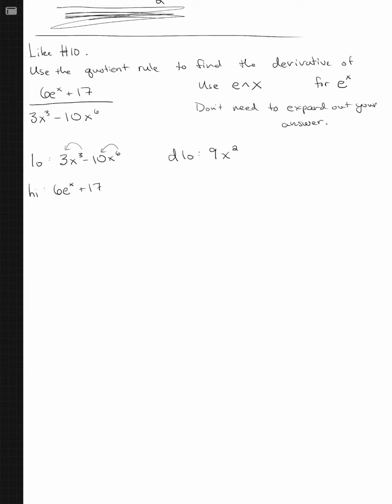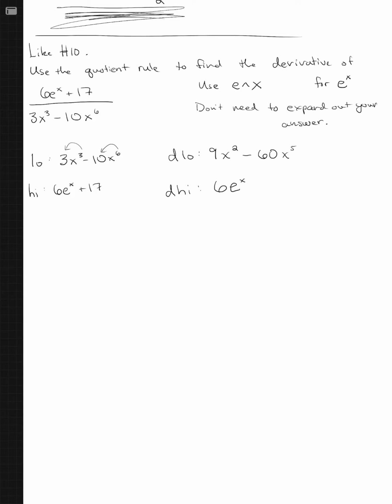Then we're going to do the same for this power function. So we bring that 6 down and subtract 1 from it. Then we also need the derivative of the high. That one's pretty easy. The 6 is just a constant, so we pull it out. The derivative of e to the x is always e to the x. Just always is. And the derivative of constants goes away.